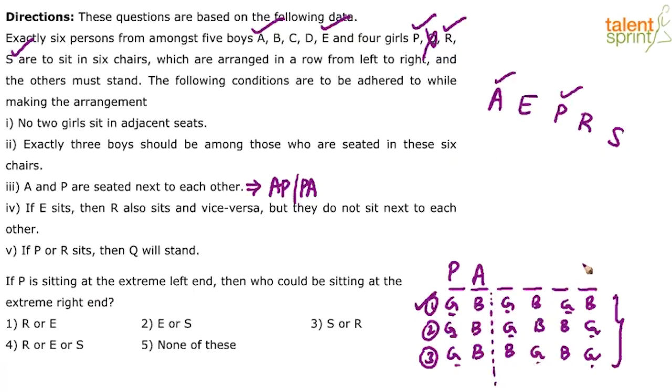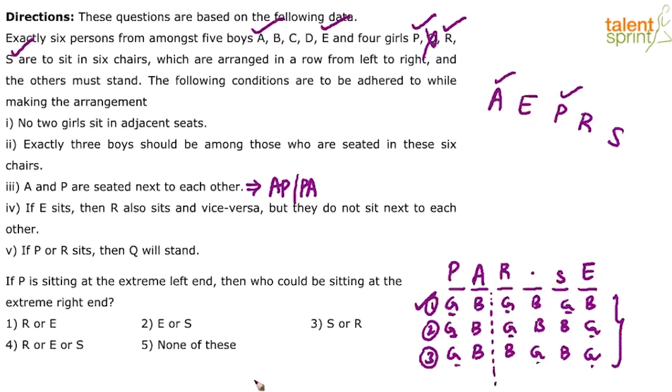But let's say if E comes here in this position. If E comes here, then we know that R, who is a girl, cannot be a neighbor of E. So R has to come here. And then the other person who comes here is S. And one of the other boys, either B or C or D, can take this position. So I think E can take the last position. Yes or no? Without violating any of the conditions, E can occupy the last position.